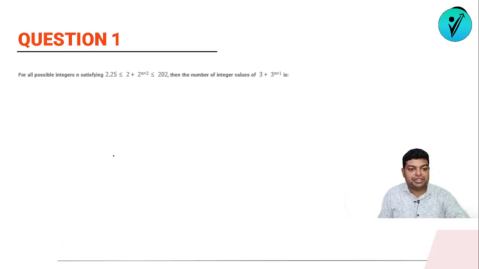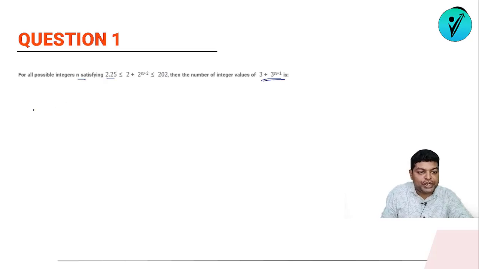The first question is: for all possible integers n satisfying 2.25 less than or equal to 2 plus 2 to the power of n plus 2, which should be greater than or equal to 202, then the number of integer values of 3 plus 3n plus 1 is, meaning how many integer values can I have for this equation. Simply, we have to get the value of n here.